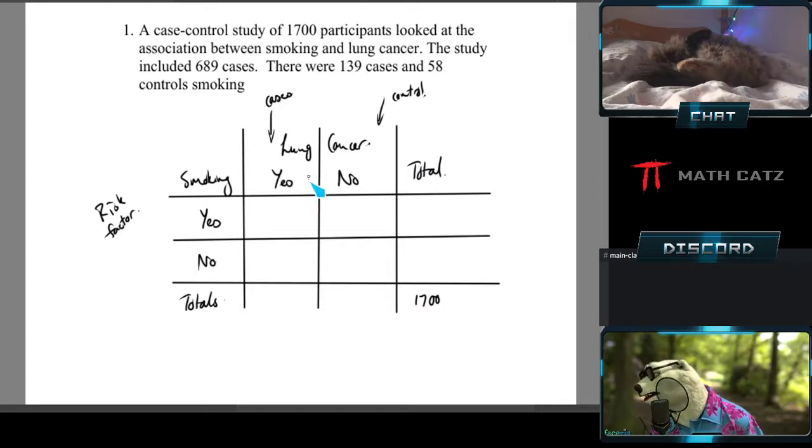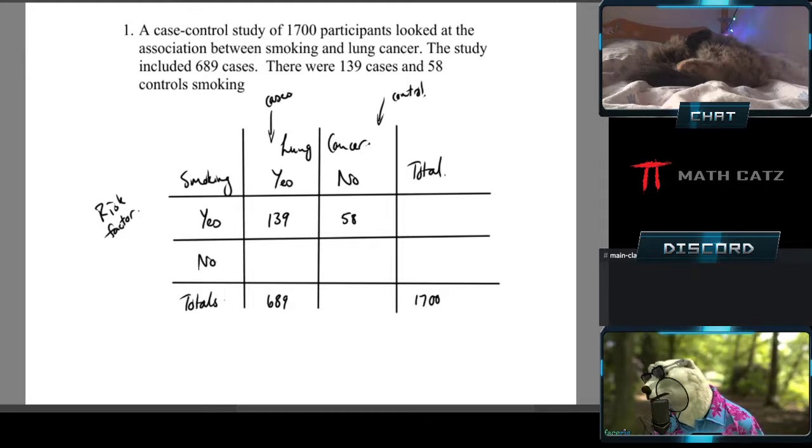So I have 689 people that I'm including in this study that had lung cancer or has. Of the cases, 139 were smoking, so here, and 58 were controls who smoke but don't have lung cancer. And that should be enough to get me to fill in everything else. So I'll show some calculations here.